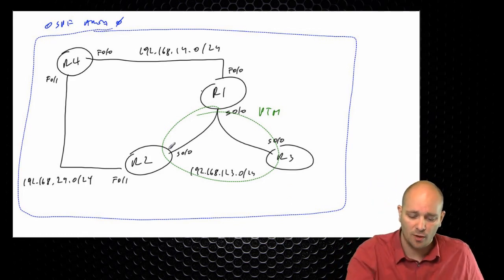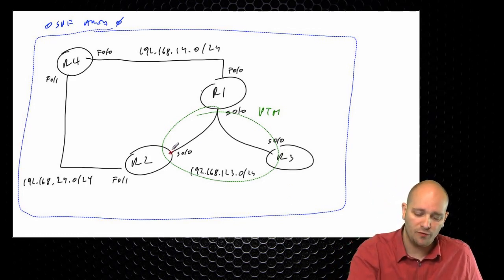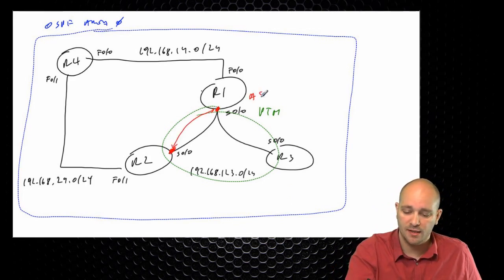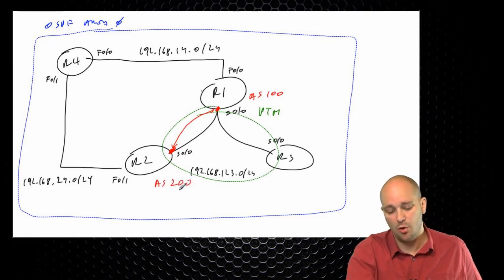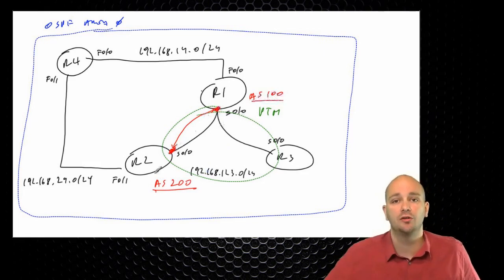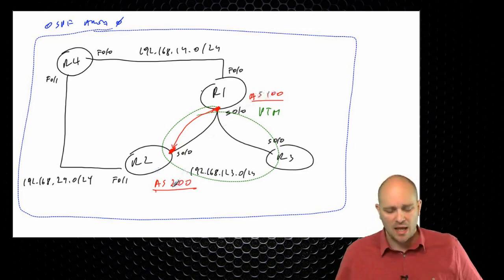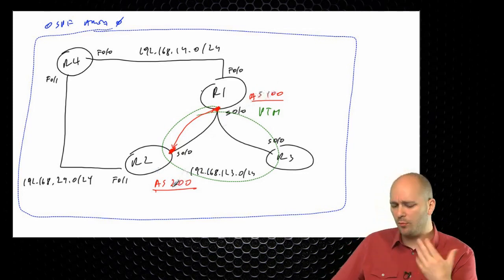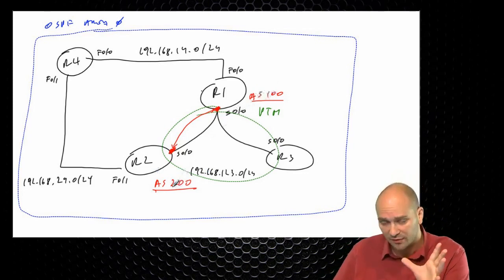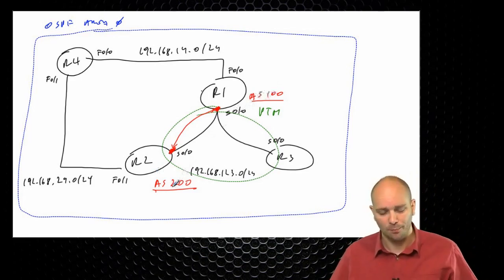Now, the next requirement is to configure BGP peering between R1 and R2, where R1 is in AS 100 and R2 is in AS 200. So I need to have a peering between these directly connected interfaces when these two are in different autonomous system numbers. Now, you might be asking yourself, why would anyone do this? And that's irrelevant. This is what the lab is asking you to do.